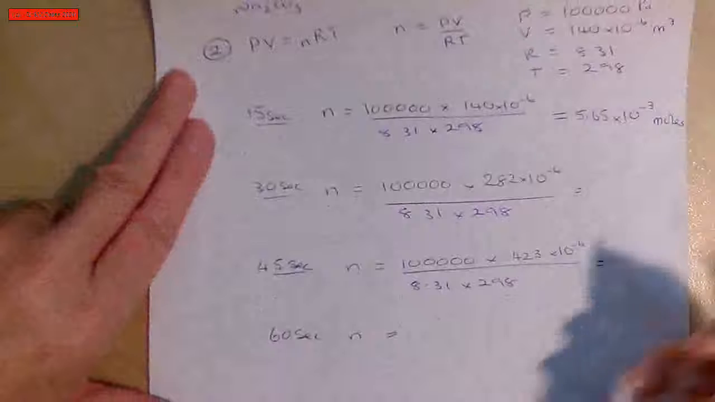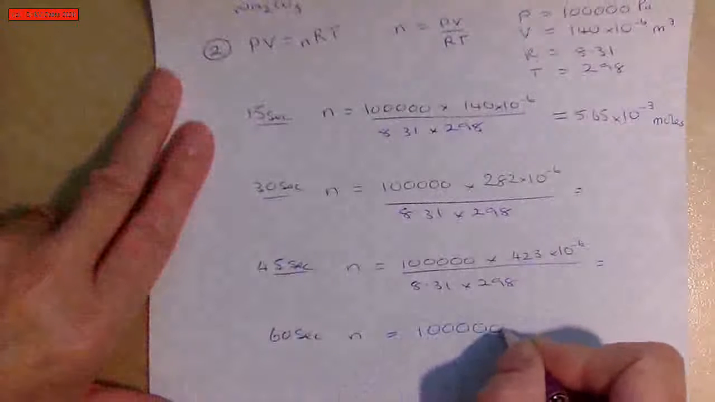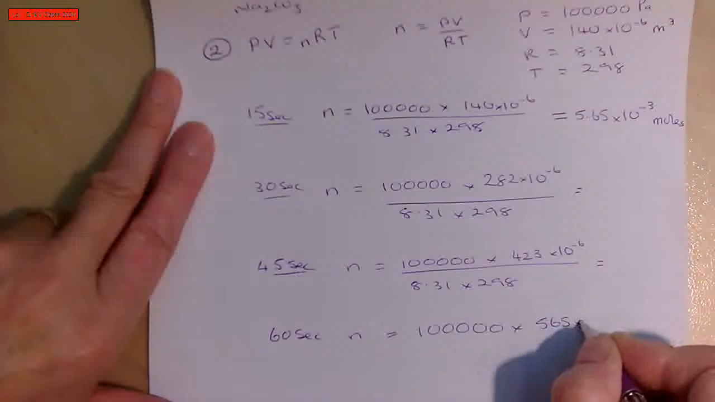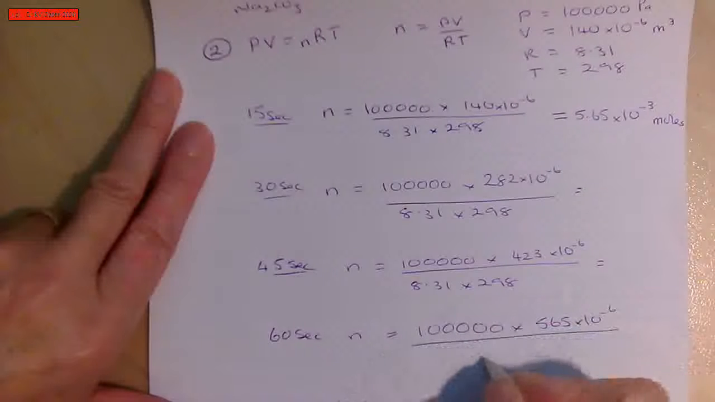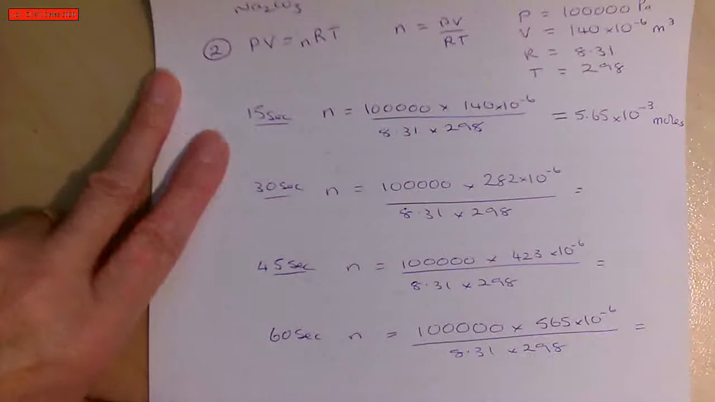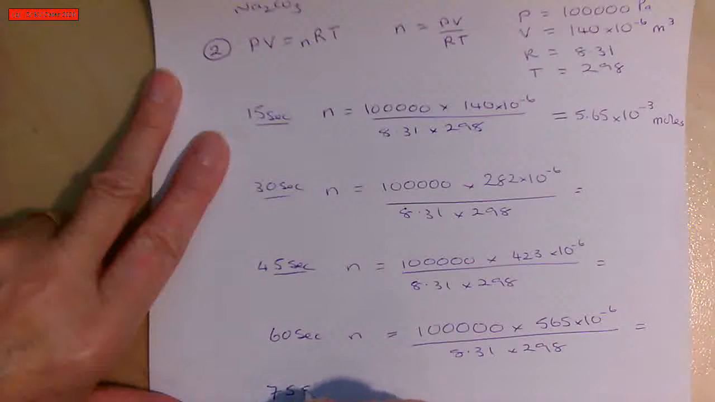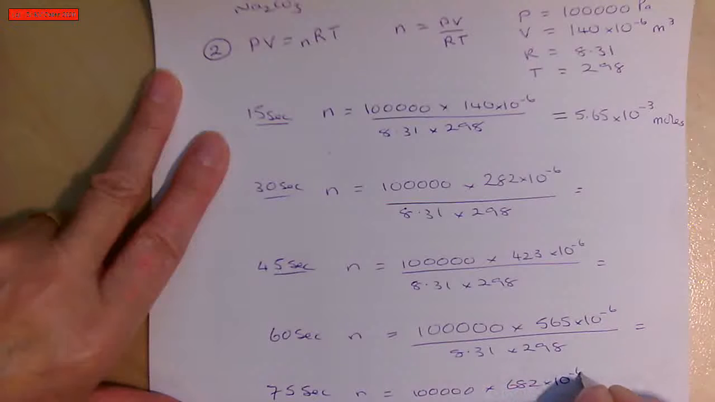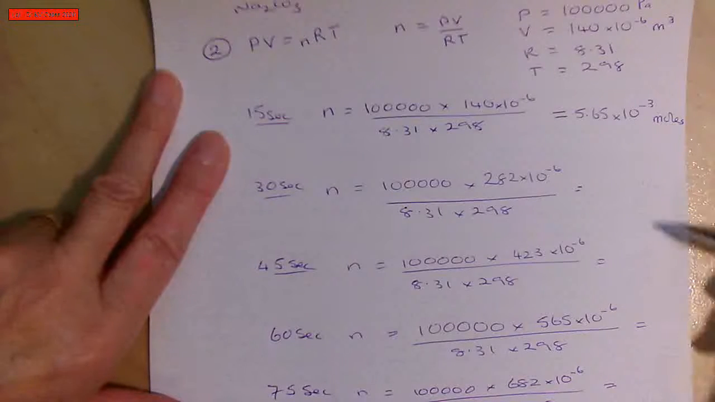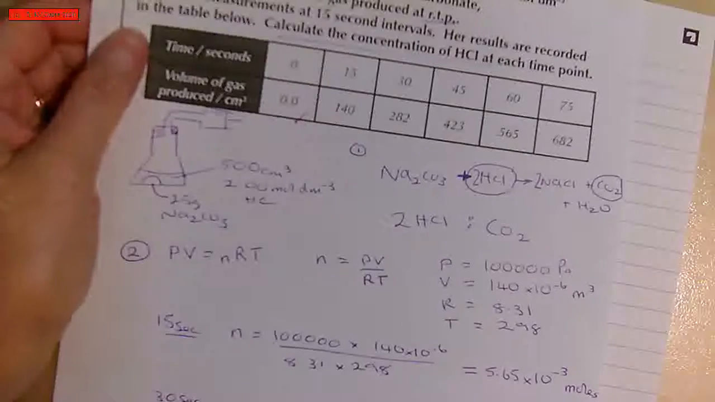60 seconds. n equals 100,000 pascals times, and this time it's 565 centimeters cubed, so 565 times 10 to the minus 6 divided by 8.31 times 298, and again I'll calculate that, and then 75 seconds. n equals 100,000 times 682 times 10 to the minus 6 divided by 8.31 times 298. Okay, I'll just do those calculations and put them on here.